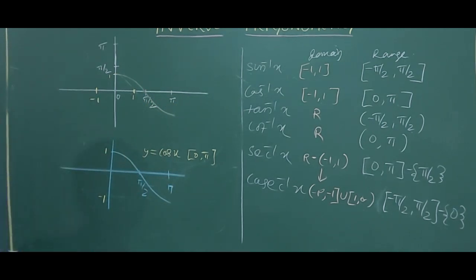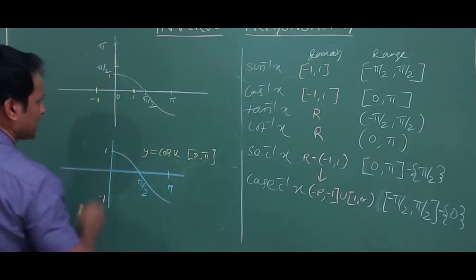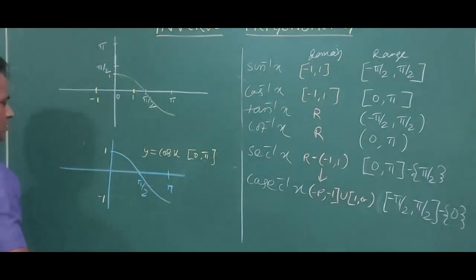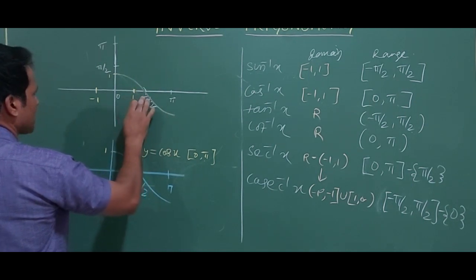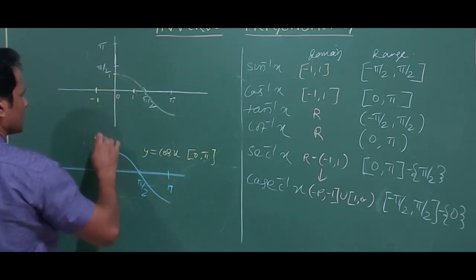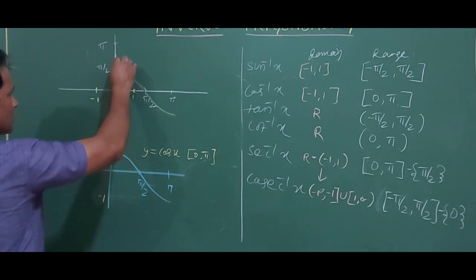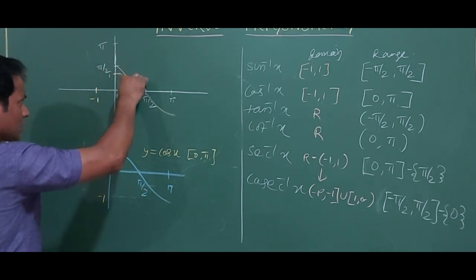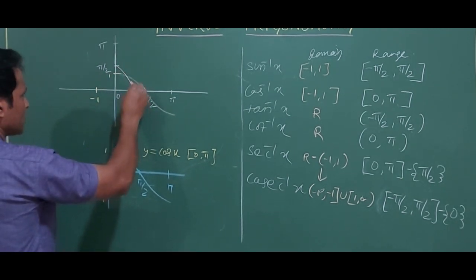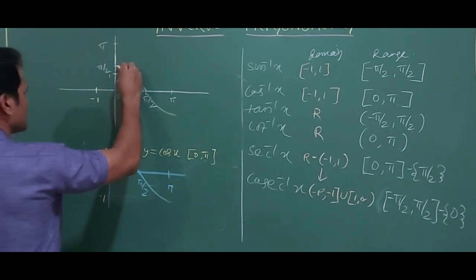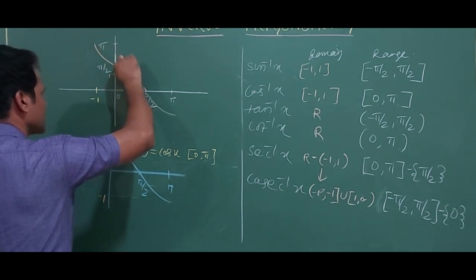Cosine graph. As it is a cosine graph, now I have the same graph written here. Now how to get the mirror image? Connect this one here. This is pi by 2. It starts from 1 and ends here. Pi by 2 is 1 and at pi it is minus 1. So you get the graph like this. This is the complete graph.